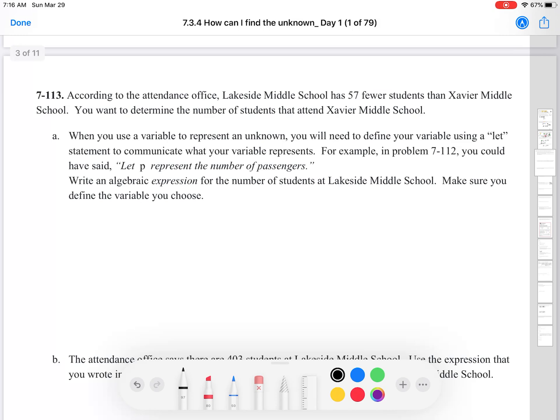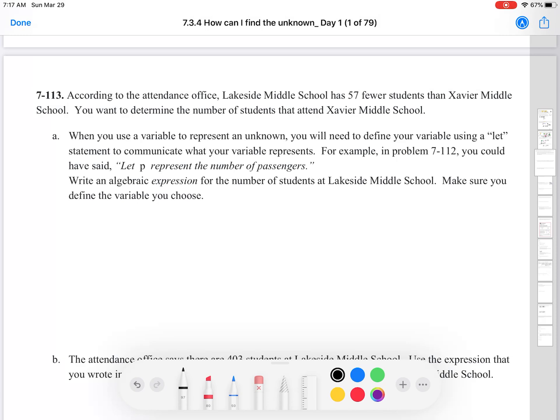According to the attendance office, Lakeside Middle School has 57 fewer students than Xavier Middle School. You want to determine the number of students that will attend Xavier Middle School. When you use a variable to represent an unknown, you will need to define the variable using a let statement to communicate what your variable represents. For example, in problem 112, you could have said, let P represent the number of passengers. Write an algebraic expression for the number of students at Lakeside Middle School. Make sure you define the variable that you choose.